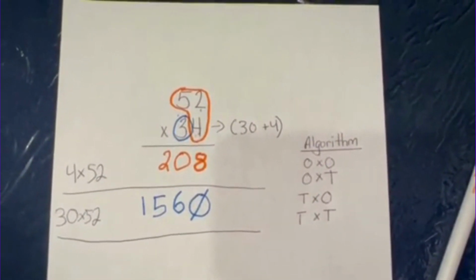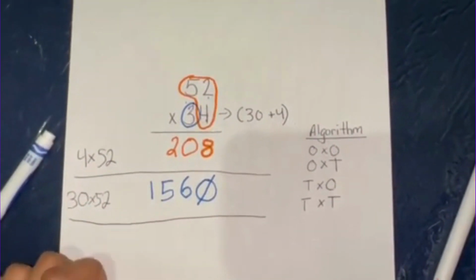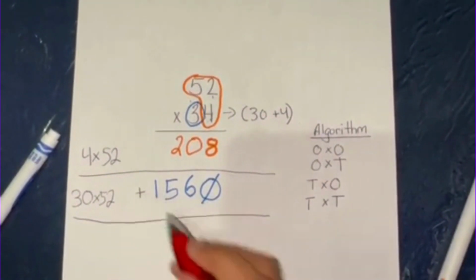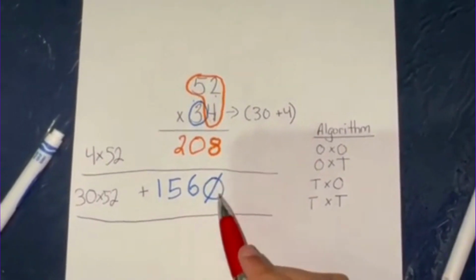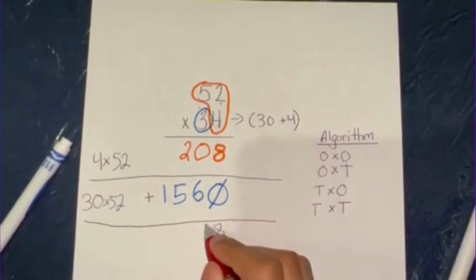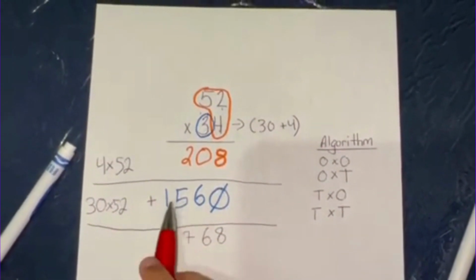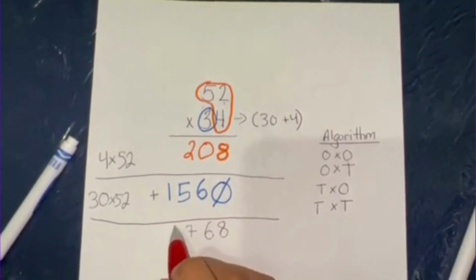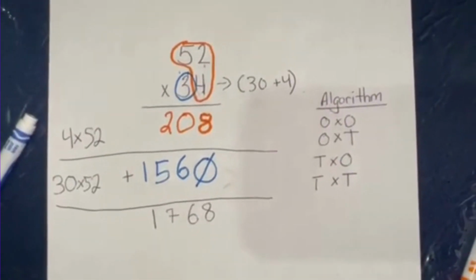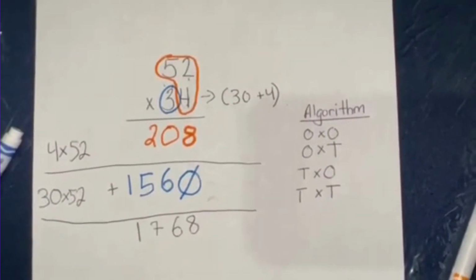Now, our very last step is to add these two parts together. So I'm going to put the addition sign right here. 8 plus 0 is 8. 0 plus 6 is 6. 2 plus 5 is 7. And 1 plus nothing is 1. Meaning our final product is 1,768.